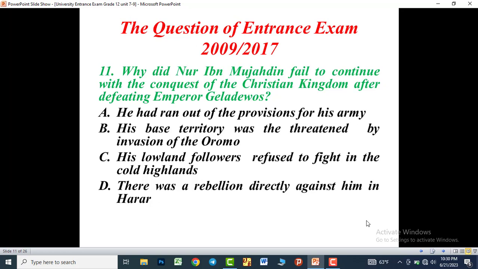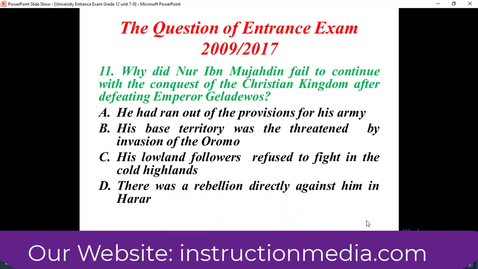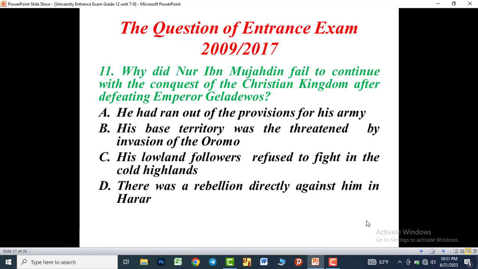Okay, one of the immediate causes for Mujahid being unable to push his victories over Gelawdewos was this: in 1559, Gelawdewos led his army in a fatal campaign against Adal. The armies of Adal, led by Emir Nur ibn Mujahid, scored sweeping victories over the Christian army. After the defeat of Gelawdewos, the Muslim force of Nur Mujahid did not pursue their victories over the Christian force.